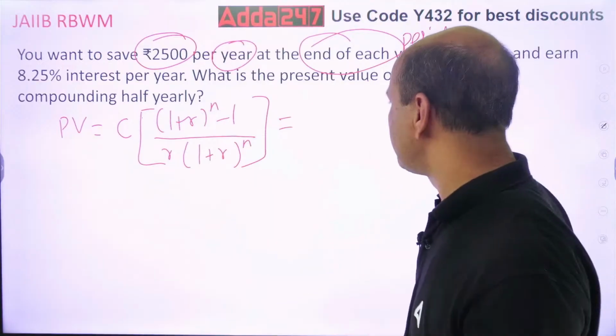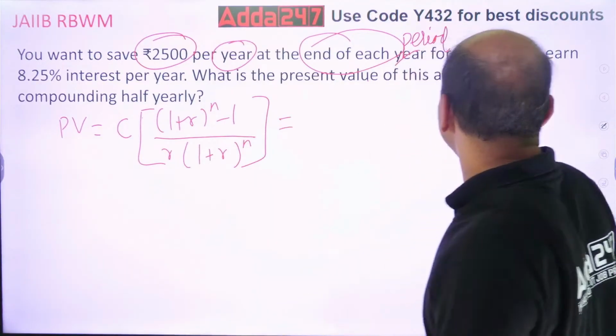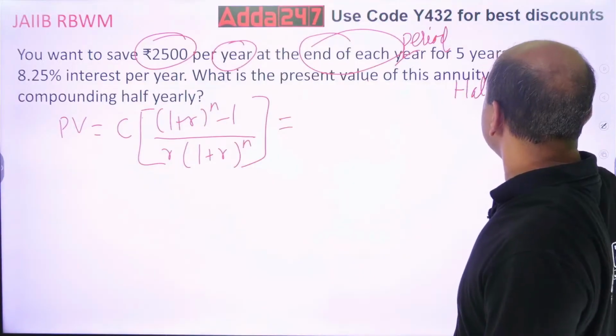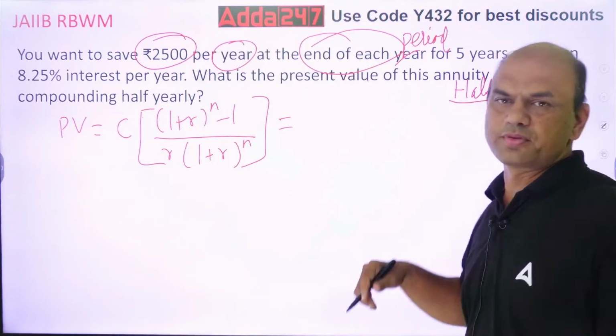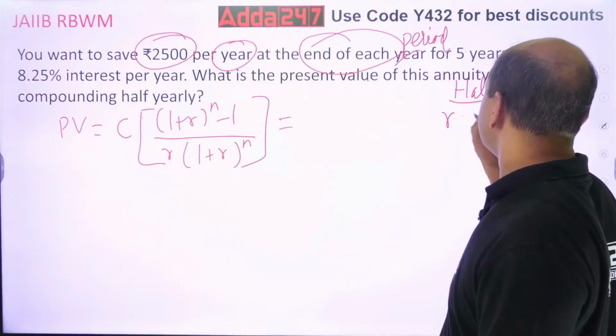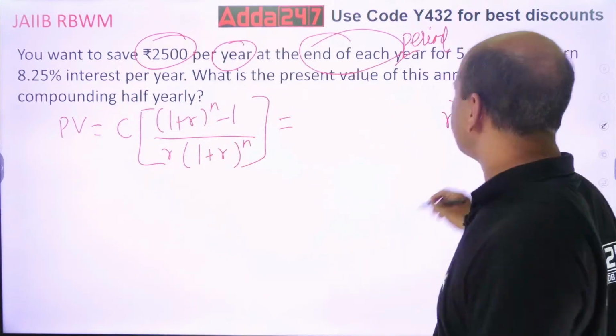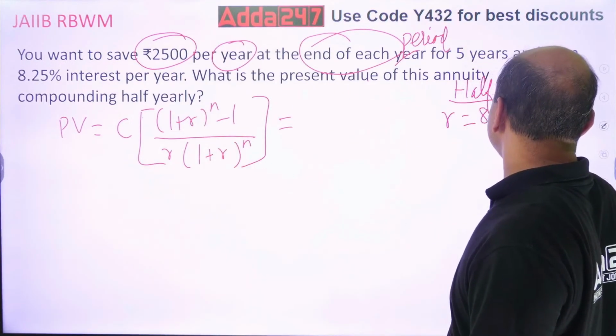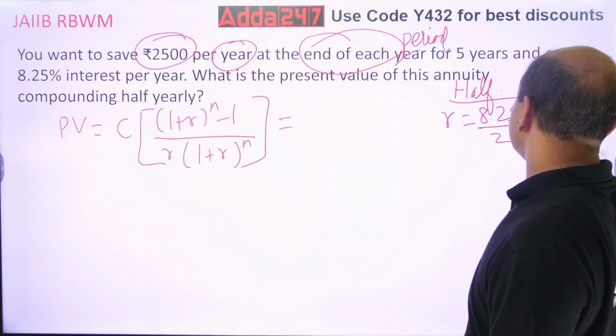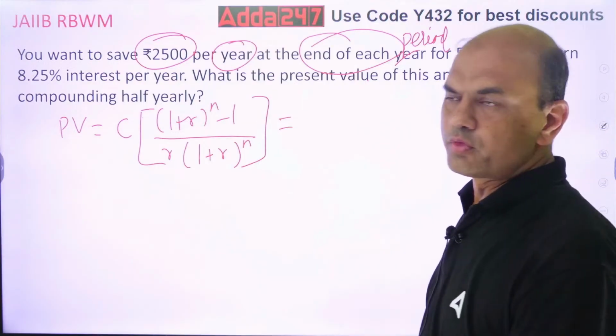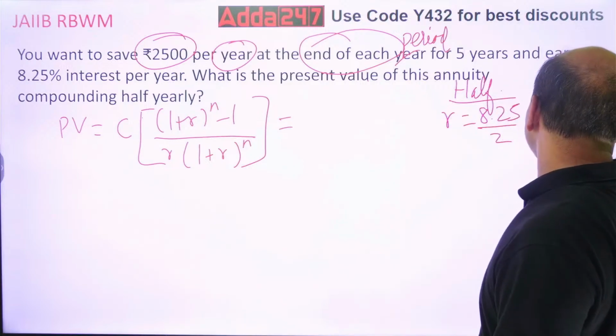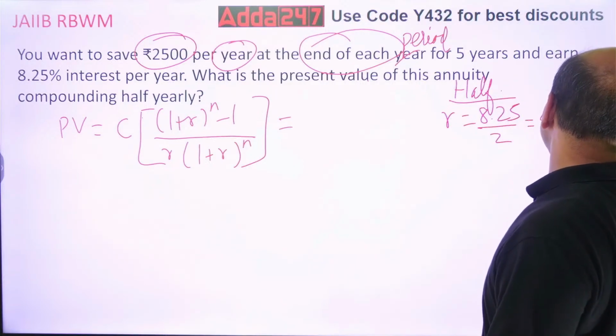Compounding half yearly means what? Whenever you have half yearly, everything is half. R equals to half. What is R given? 8.25. So 8.25 upon 2, whatever this answer is. 4.125%.